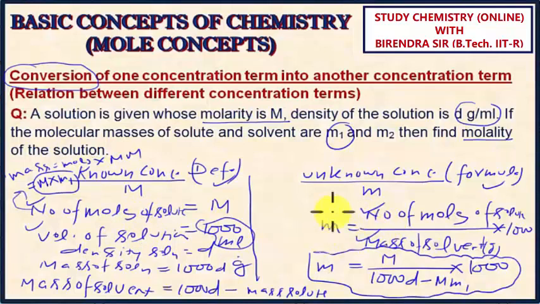Now here the formula of molality is what? Number of moles of solute upon mass of solvent in gram into 1000. Again here two data are required. So our job is to convert these two data into these two. And for that we can use some basic formulas. My point is clear?